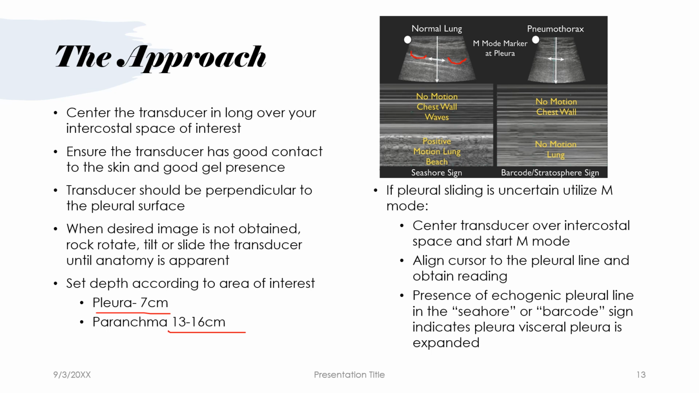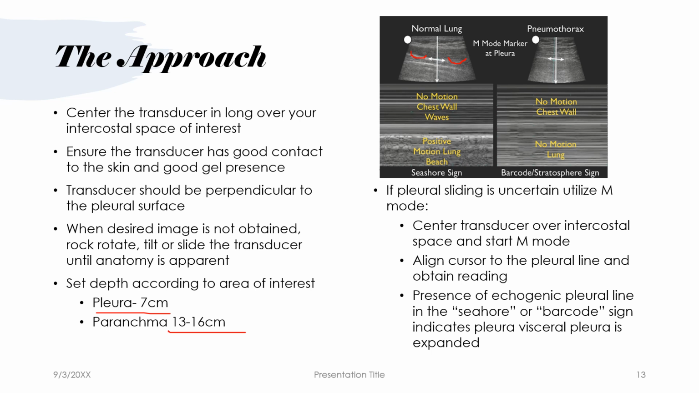And remember, M mode comes up with one long line, and it's going to take motion readings all down that line. So you'd want to make sure that you set the line right in the middle of that intercostal space, and then you would start your M mode. And if you do have pleura moving, what you'll see is this area representing chest wall, this area representing the parietal pleura, and then you would see this movement of the visceral pleura.